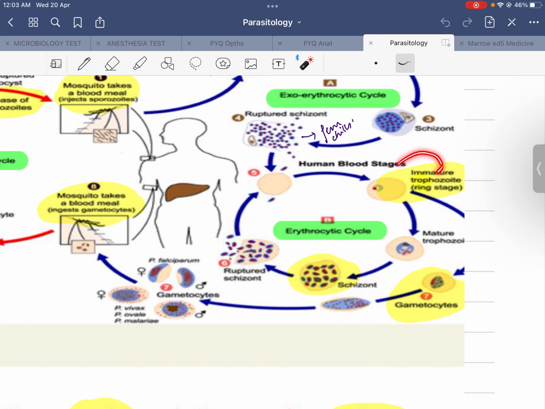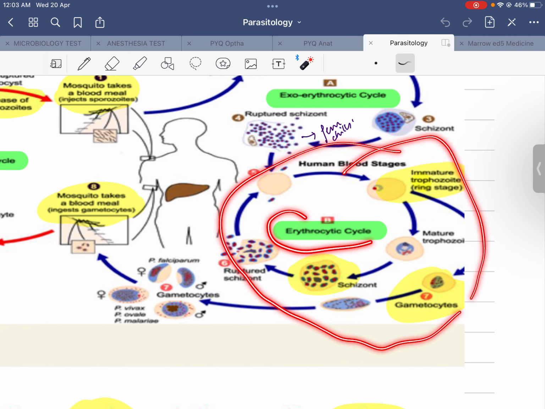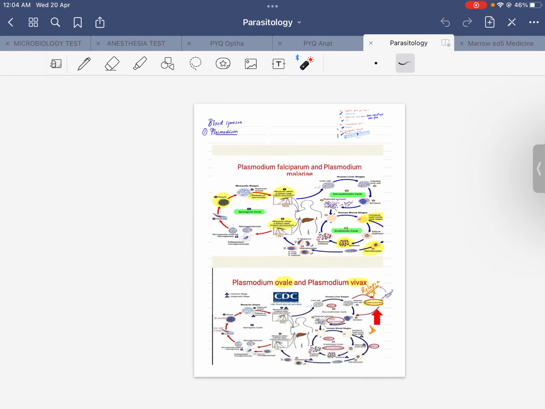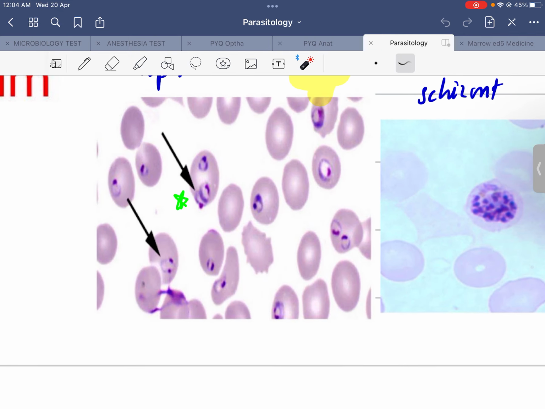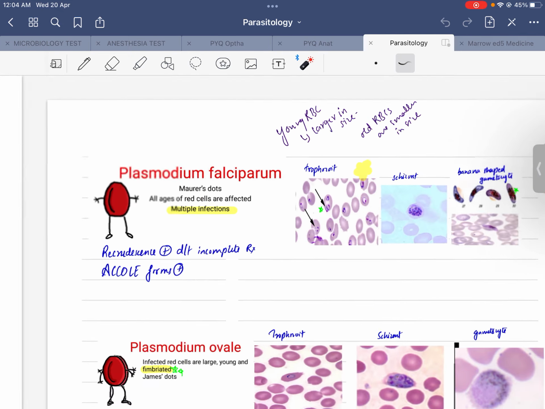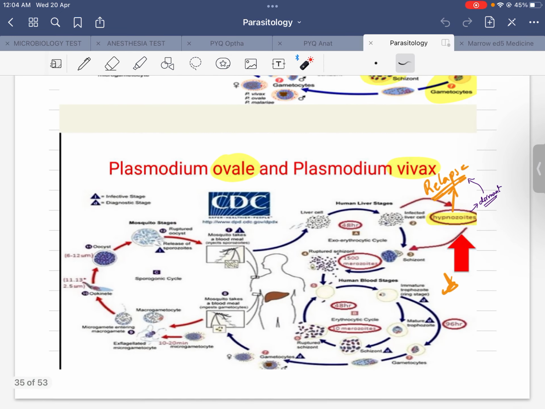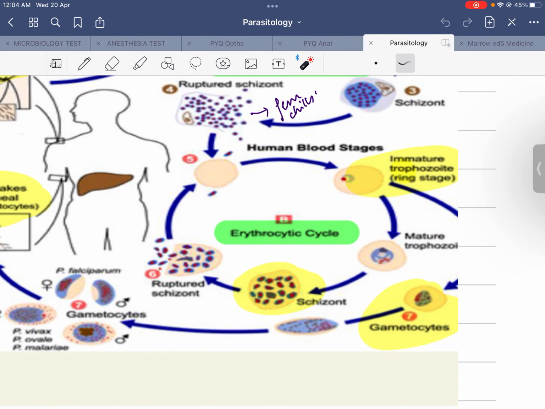So sometimes what happens, the trophozoite develops into gametocyte. So all of these stages are seen in the RBC, erythrocytic cycle. Questions come from the erythrocytic cycle. When they show you a blood smear like this, they are basically talking about the erythrocytic cycle, right? Because you can see the RBCs there. So what are the stages you're going to appreciate in erythrocytic cycle? You'll appreciate the trophozoites, the schizont, and the gametocytes.